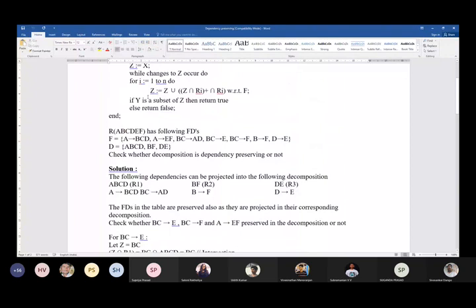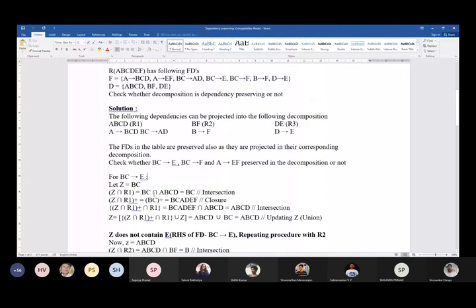So initially let us check for BC intersection R1. So BC intersection R1 is going to be BC. Z intersection R1 closure, BC closure is going to be BC determines AD, BC determines EF, right? So BC closure is going to be all the elements in the relation, right? Then you have Z intersection R1 closure intersection R1 is going to be ABCD, right? And then you are going to update Z value.